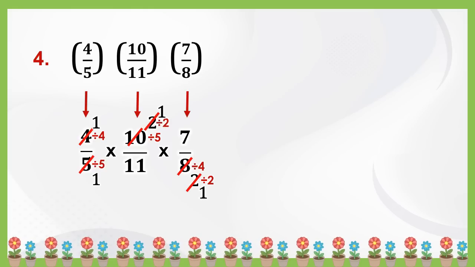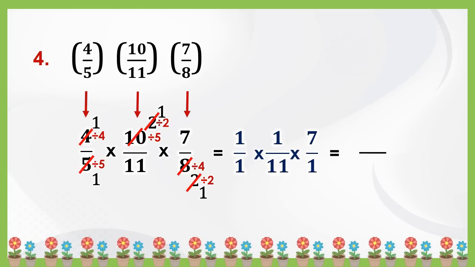And now, write the new fraction. 1 over 1 times 1 over 11 times 7 over 1. 1 times 1 times 7 equals 7. And 1 times 11 times 1 equals 11. So the answer is 7 over 11.